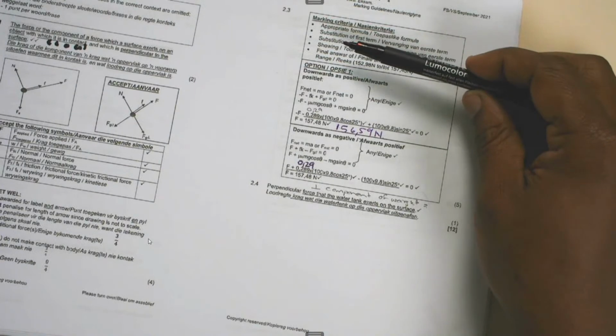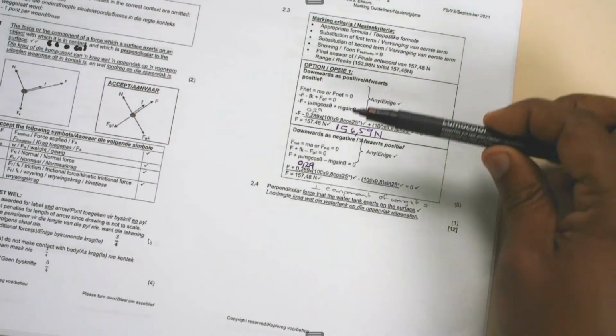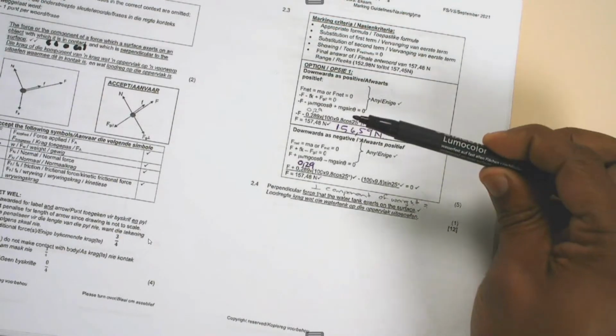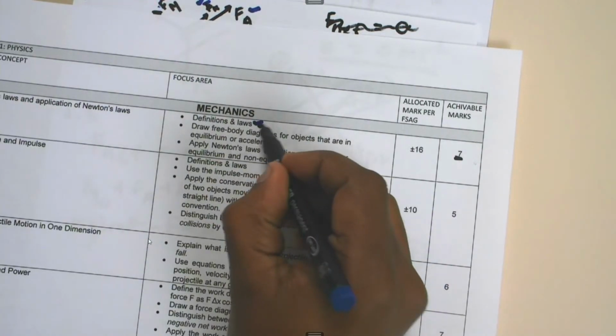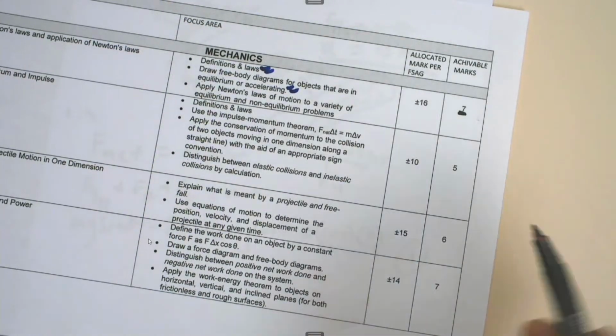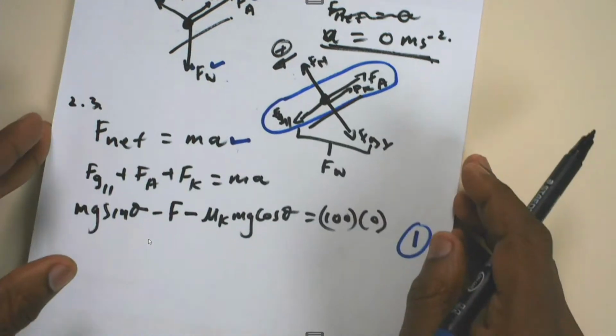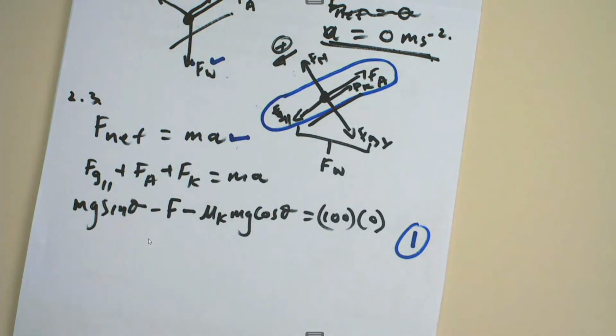So that is basically it with the calculation. I will not go into detail, because the idea here is just to share a strategy, how best I can achieve the maximum marks. So once you are able to give the correct definitions and laws, draw the correct free body diagram, and apply Newton's laws of motion, then definitely you will be able to get something around 6 to 7 marks.